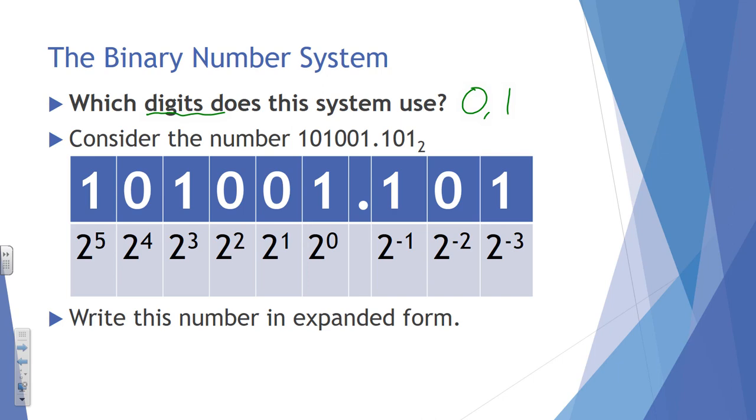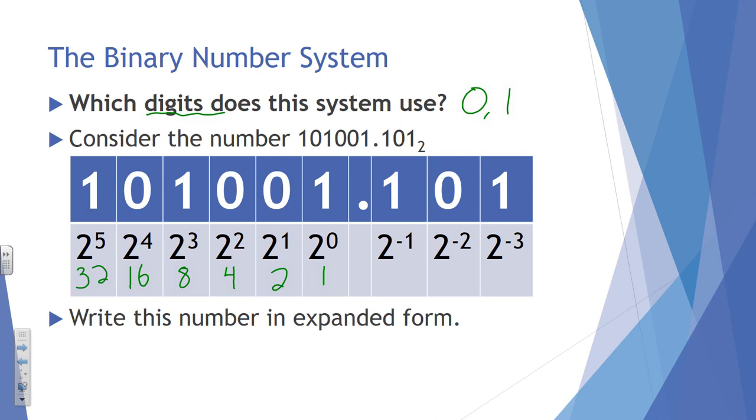Our 1's place is 2 to the 0 power. What we used to call our 10's place is now our 2's place. Our 100's place becomes 2 to the 2nd, or our 4's place. 2 to the 3rd is the 8's place. 2 to the 4th is our 16's place. 2 to the 5th is our 32's place, and so on.